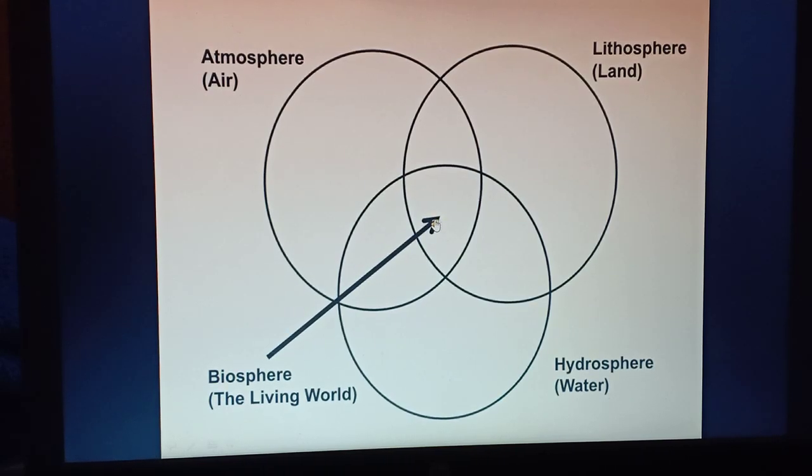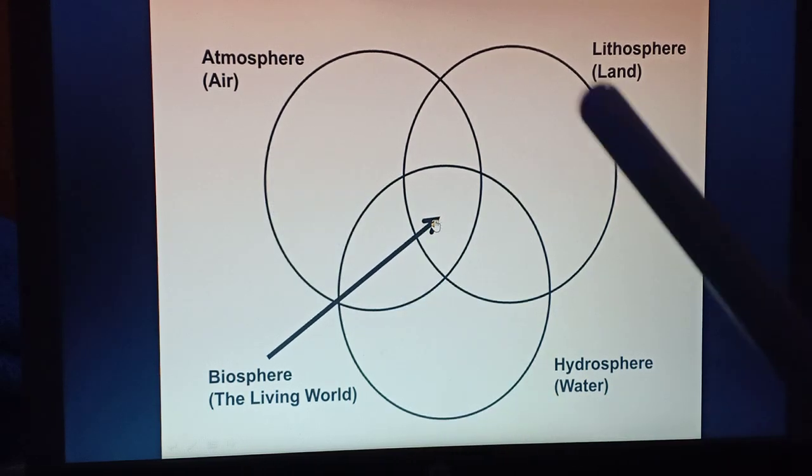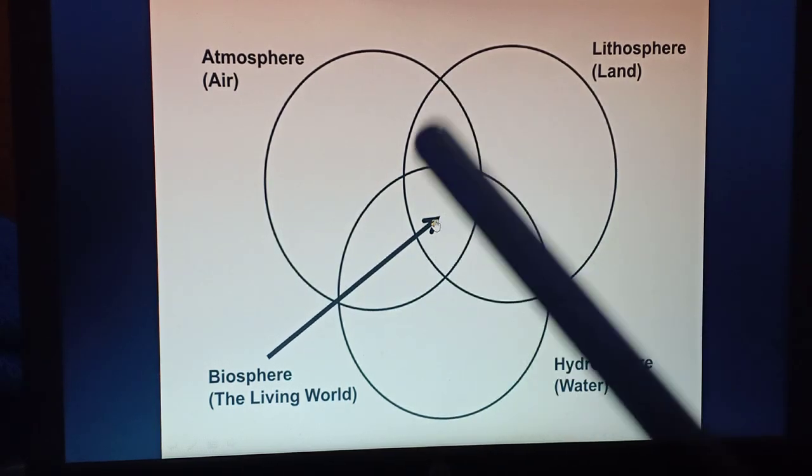With the help of this picture, you can easily understand what I am talking about. I already told you that plants and animal kingdoms together make the biosphere, or the living world. As you can see in the picture, the hydrosphere, atmosphere and lithosphere all interact within the biosphere, right?